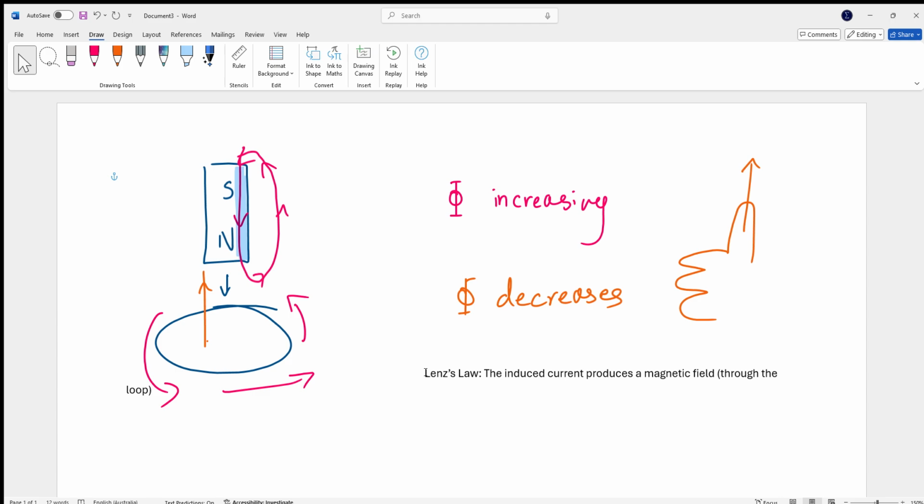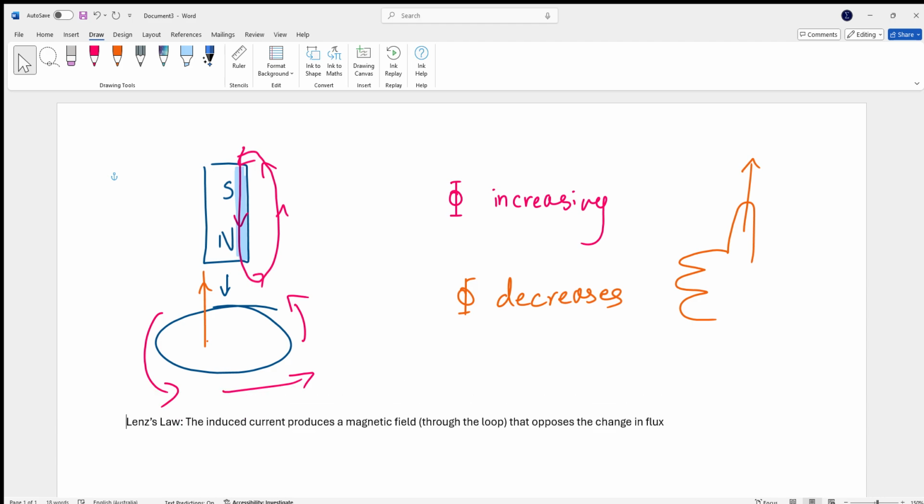Oh, it's over there. That opposes the change in flux. Now notice it's the change in flux, not actual flux itself. The change in flux, okay? Let's do another example. Let's say it was the other way, or let's say it was sideways pretty much.